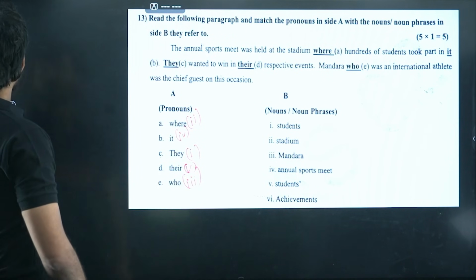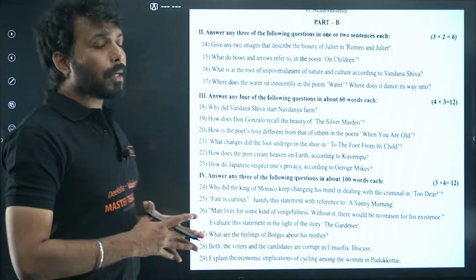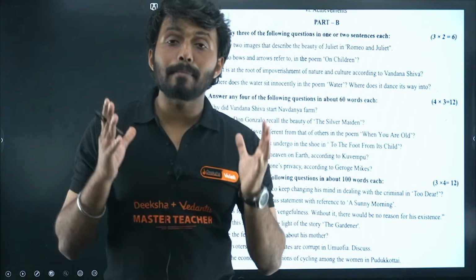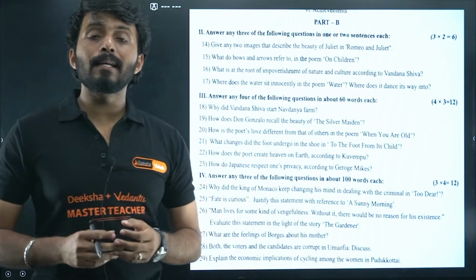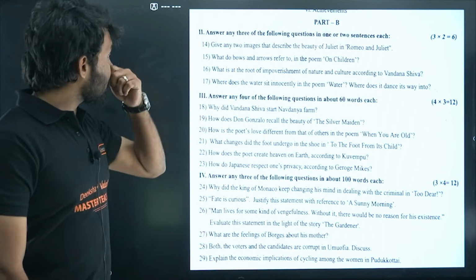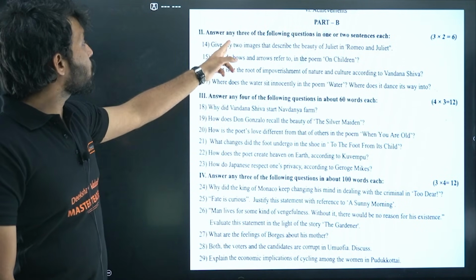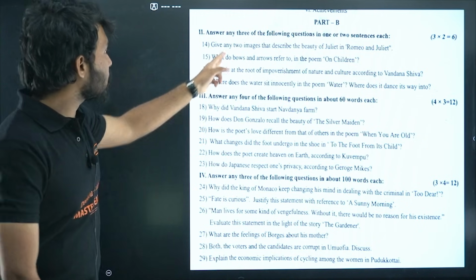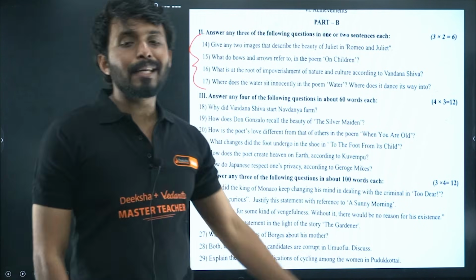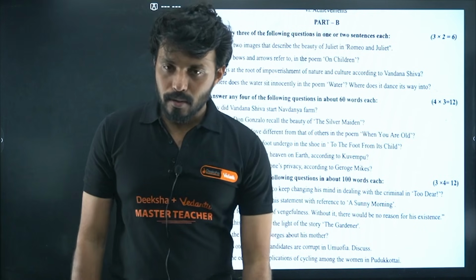Moving on to part B. Part B, as I said earlier, is the part that carries the maximum weightage among the 5 parts. Part B is for 30 marks, by the way. So the first set of 4 questions that I've told you are the 3-mark questions, the 3 markers. These 3 markers have to be answered in a sentence or 2.